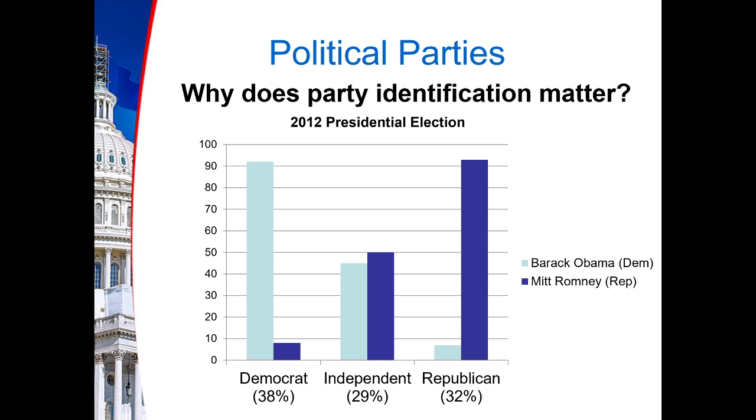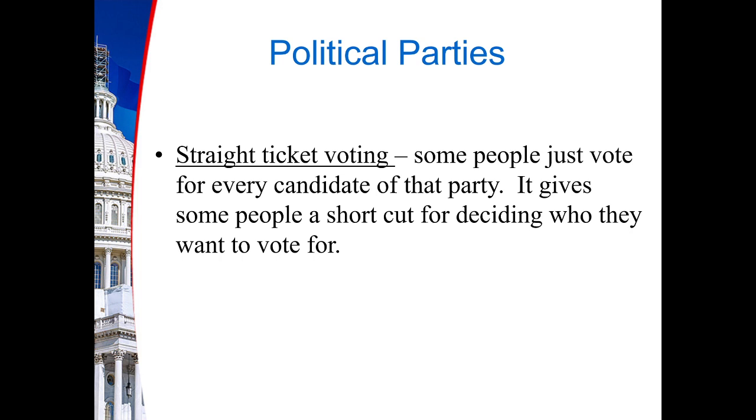But the reason party identification matters is because if you identify with a particular political party, then you're over 90% likely to vote for that party's president. But this leads to what's called straight ticket voting. So it's not just for president, but if you identify with a particular political party, a lot of people vote in what's called a straight party ticket or straight ticket voting, which means that they vote for every candidate of that party. So if you identify as a Republican, chances are there's a high probability that you're going to vote for every single Republican on your ballot.